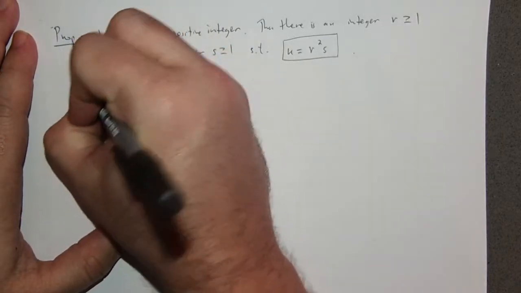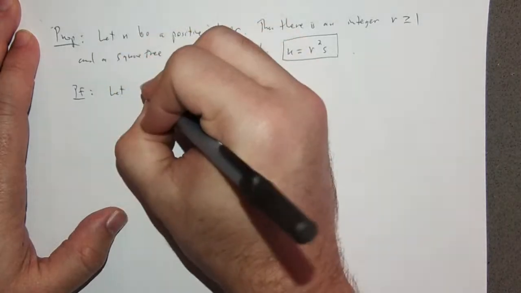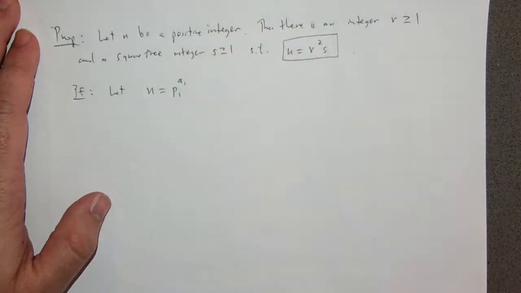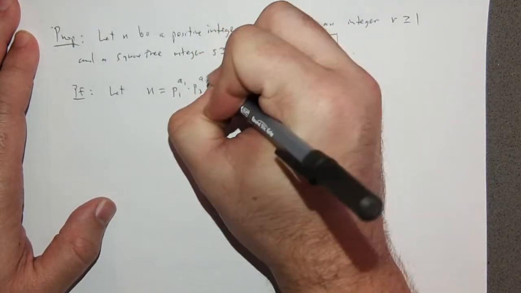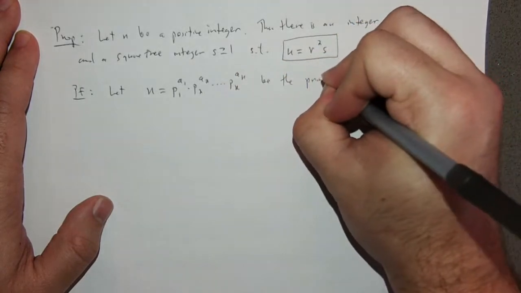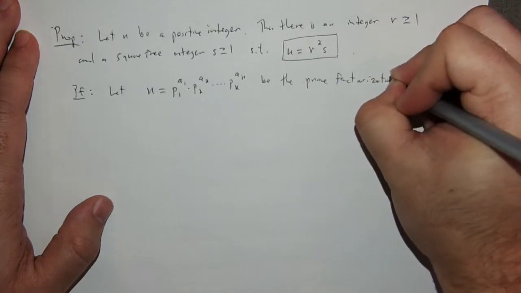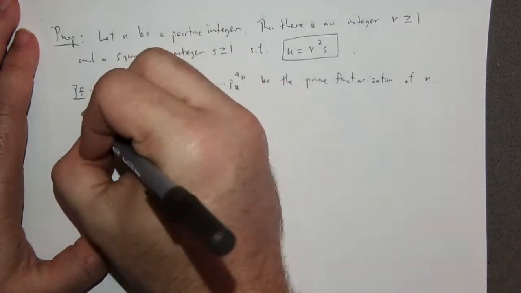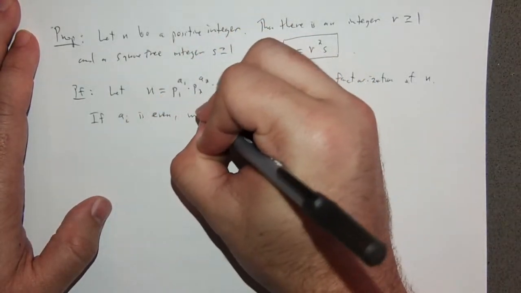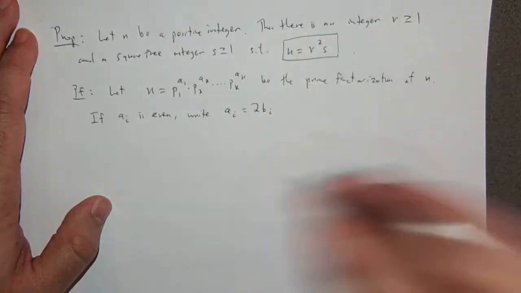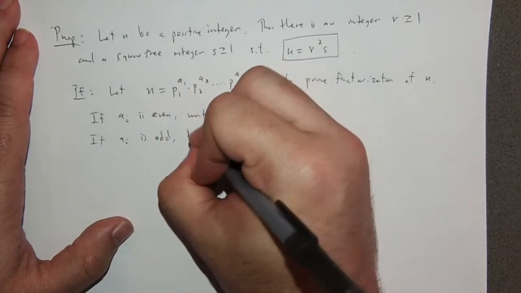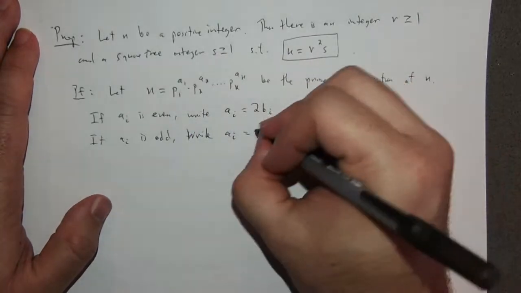Okay, so proof. This isn't too complicated. So let n equal, let it have its prime factorization, p sub 1 to the a sub 1, p sub 2 to the a sub 2, and so on, p sub k to the a sub k. So if a sub i is even, a sub i is 2 times b sub i for some integer b sub i. And if a sub i is odd, a sub i equals 2 b sub i plus 1.